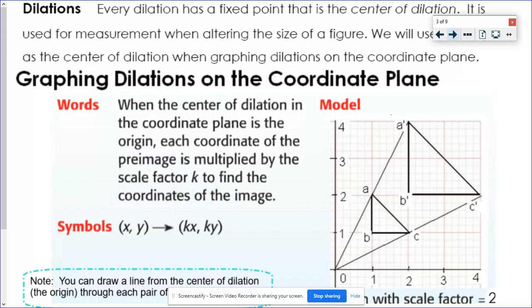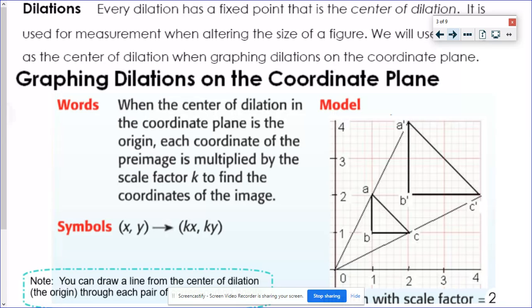So on here, it says every dilation has a fixed point that is the center of the dilation. The center of the dilation every single time is going to be the origin. Same thing that we did with the rotations, okay? So when we are changing the size of that, the origin is going to matter a little bit in terms of how we can check this.